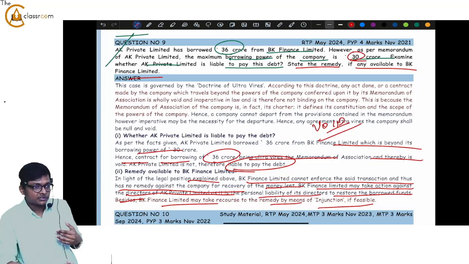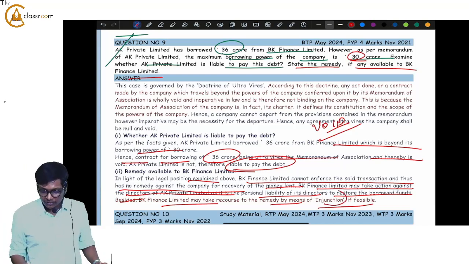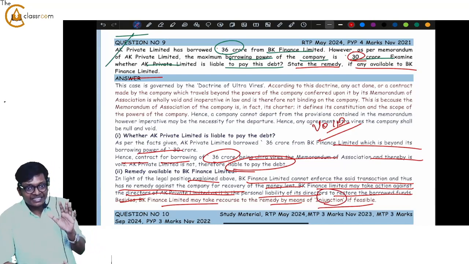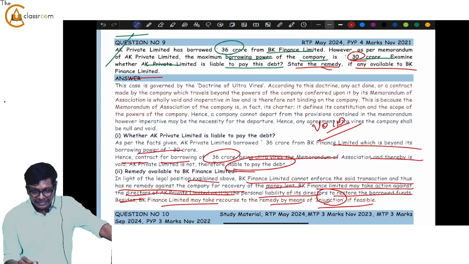That is also a mistake. So don't ask the company. Ask the directors who have taken the loan, and also you can sue for injunction. Injunction means stay order, don't use that money. Okay. That is the remedy available.